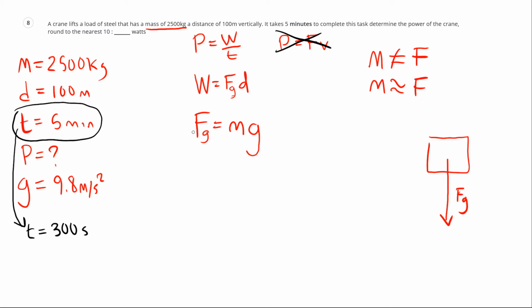Okay, so now comes the actual solving part. Let's solve all of this down here.